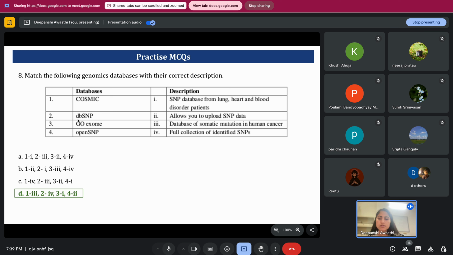So now let's look what the DBSNP provides you. So DBSNP is linked to fourth, which means full collection of identified SNPs. So it is a database of SNP which will provide you the full collection of those SNPs which have been identified. Whereas option 3, which is the GoExome, is a SNP database from lung, heart and blood disordered patients. So this is the GoExome, and then comes OpenSNP. OpenSNP allows you to upload the SNP data. So this is an open database in which you can upload your data. So these are the databases and their descriptions. I hope it is clear.